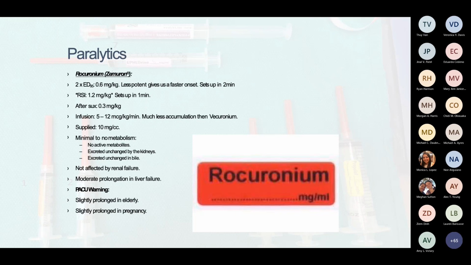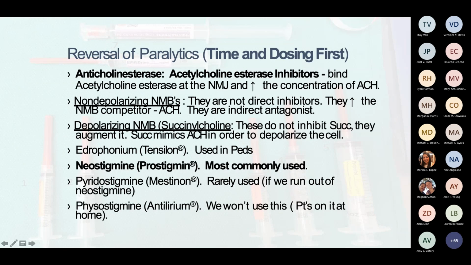Again, just like any of the other muscle relaxants, you may have a risk of prolonged action in the elderly or in pregnancy, and there is a potential for respiratory issues post-procedure. So the big part of that is just to make sure your patient is fully reversed before you take them to PACU. All right, so reversal of paralytics, we'll get into that in just a minute. I'll take a look at questions.